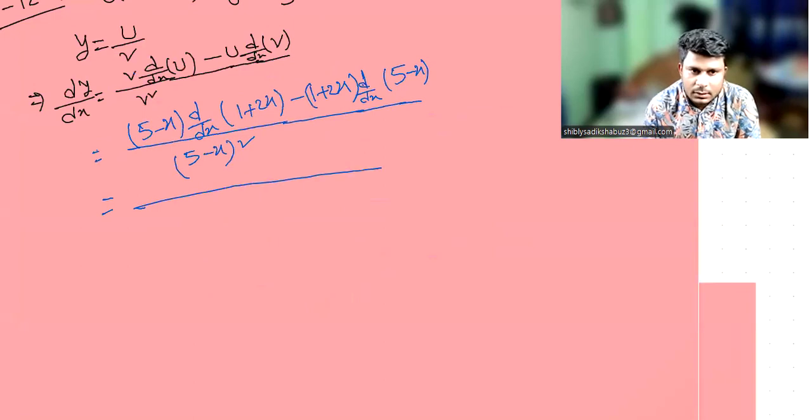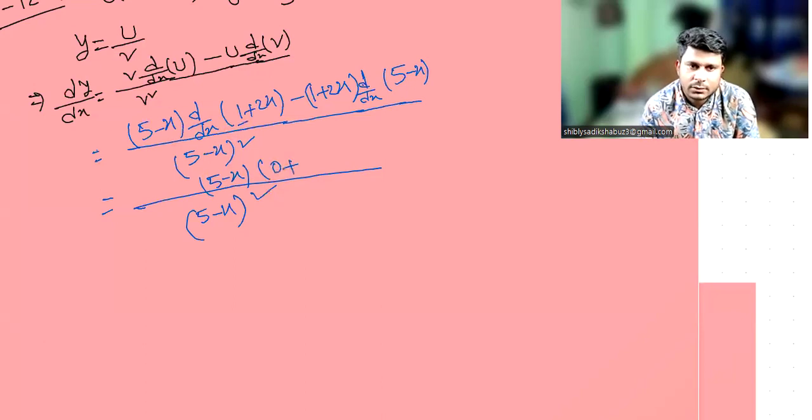So 5 minus x is just copy, and here is 5 minus x. So if we differentiate 1 with respect to x, we can write 0. And this is plus. So if we differentiate 2x with respect to x, 2 is constant, just copy, and x differentiated with respect to x will be 1. Okay. So 1 plus 2x. If we differentiate 5, it will be 0, and x differentiated with respect to x will be 1. Okay.